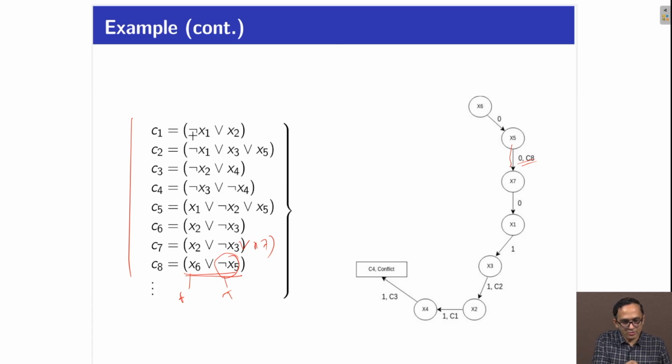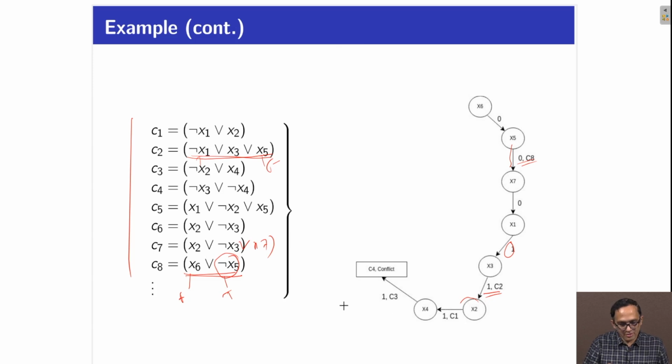Then say I have taken x1 equal to 1. This immediately helps me decide that x3 equal to 1, because x1 is true, so this becomes false, and x5 was false, so this is also false. So, x3 equal to 1. From C2 I can take this decision.